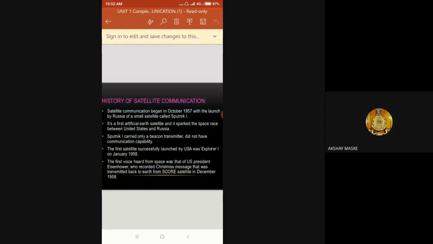You have to write this name in your notebook. That is, the first satellite was launched by Russia. The name is Sputnik. It is the first artificial Earth satellite, and it sparked the space race between the United States and Russia.